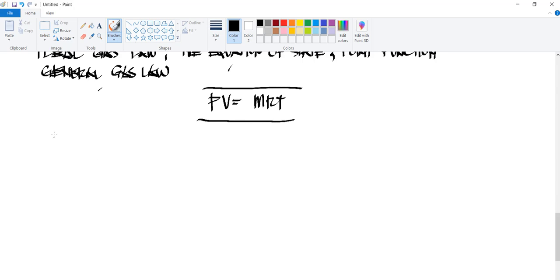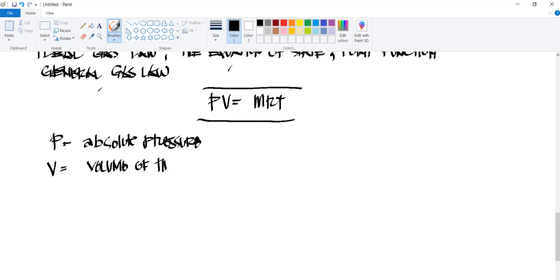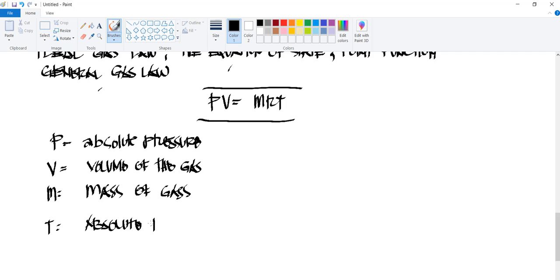Where your pressure, your P, is defined as the absolute pressure. Then your V will be the volume of the gas. Then your m will be the mass of the gas. Your T will be the absolute temperature, so take note. Then your R is the gas constant.